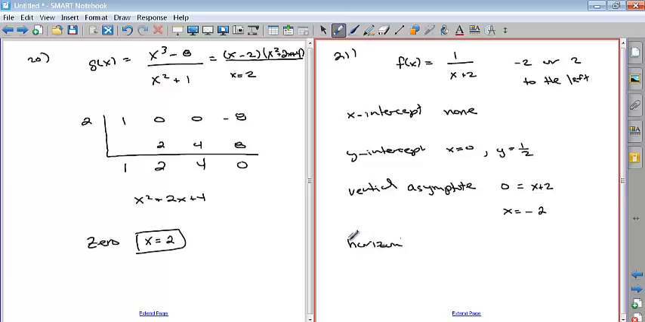The horizontal asymptote is what happens when x becomes very large. And so we have 1 over x. So when x becomes very large, you have 1 over infinity, and that's 0. So y equals some number is the horizontal asymptote, whereas the vertical asymptote is x equals something. So you have y equals 0.